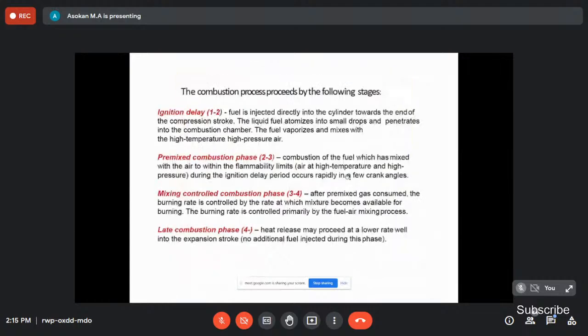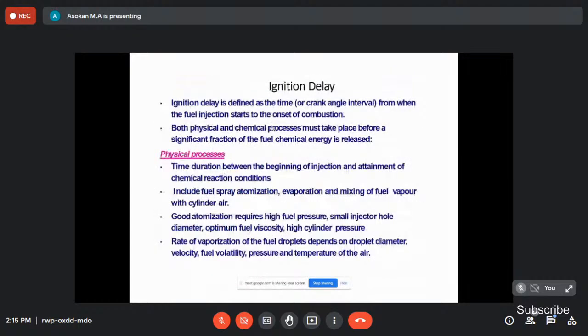Like this, then the ignition delay, what are the parameters? What are the parameters that affect the ignition delay? Okay, so there are a physical process and a chemical process. The physical process depends on the injection, atomization, and the chemical reaction conditions. Spray atomization, evaporation, and mixing of fuel with the cylinder air. That is the physical delay.